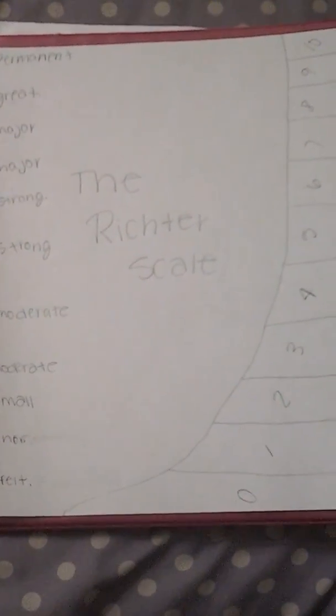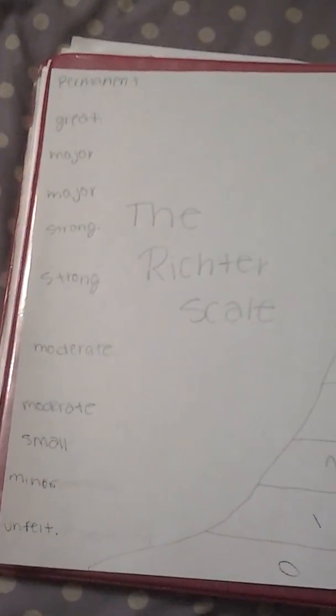The Richter scale is not commonly used anymore and has been replaced with the more accurate moment magnitude scale. Some examples of earthquakes would be the Nepal earthquake that happened recently, and it had a 6.3 magnitude. So if you looked on the scale, a 6 is a strong earthquake.